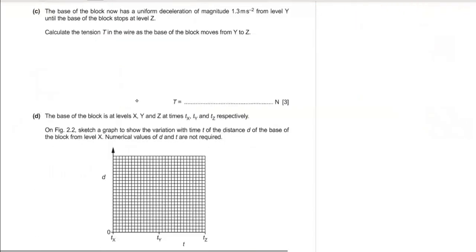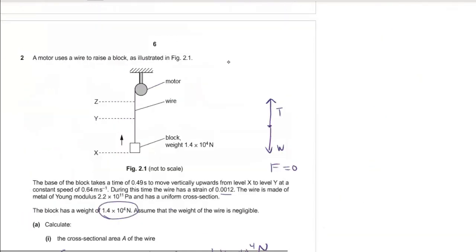Now, part C, the base of the block now has a uniform deceleration of magnitude 1.3 meters per second squared from level Y until the base of the block stops at level Z. Calculate the tension T in the wire as the base of the block moves from Y to Z. Now, if you look at the diagram here, as it is moving from Y to Z, we are being told that there is a deceleration. That means acceleration there is negative 1.3 meters per second squared.